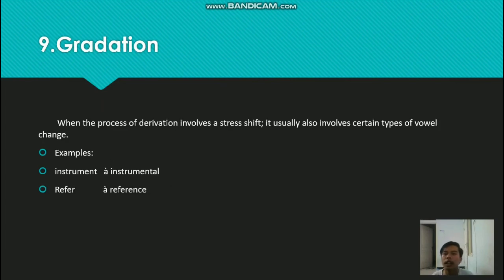And the ninth is gradation. When the process of derivation involves a stress shift, it usually also involves certain types of vowel change. For example, instrument into instrumental.